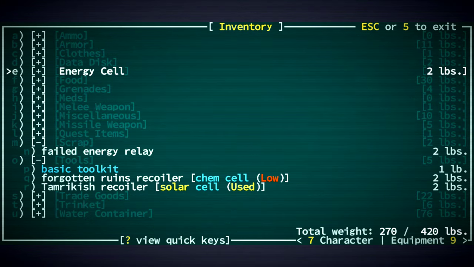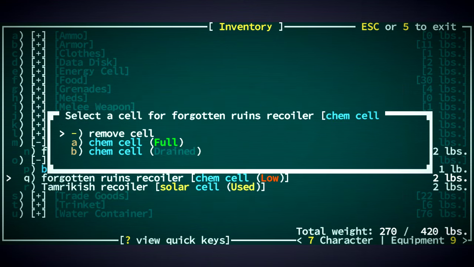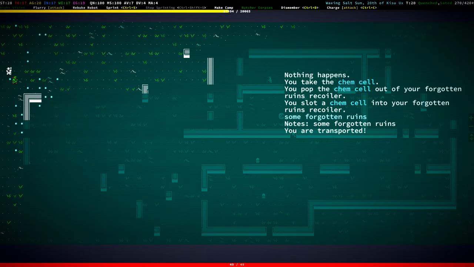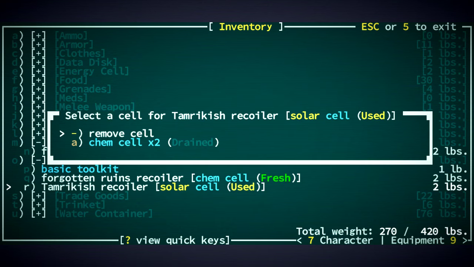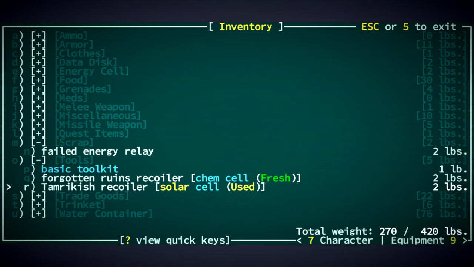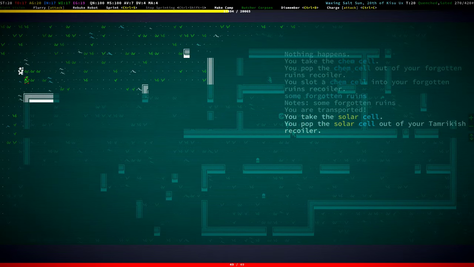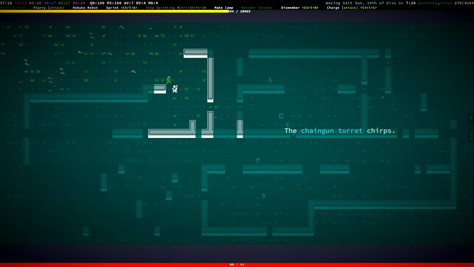Let's use that recoiler again. Okay. Place the cell. Use this one. Activate it. Okay. We might as well take this solar cell out so it charges up again. Is that how it works? I don't know. No, I said replace the cell. Yeah, there we go. I'd love to get the loot from that gun. Oh, run back. Oh!